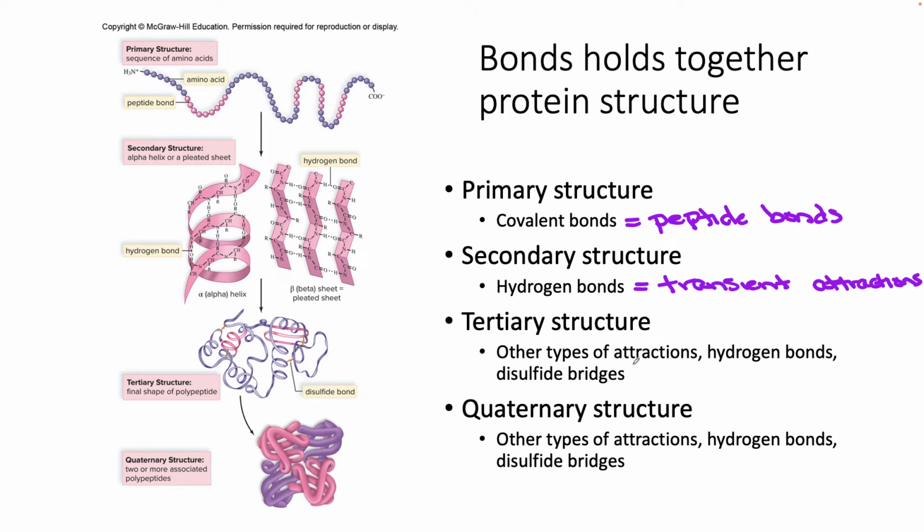Our tertiary structure is also held together partly by hydrogen bonds, but also some other types of attraction. And quaternary structure is held together pretty much the same way. So when you denature a protein, remember that causes a protein to unfold. It's because we're breaking the more transient and weaker bonds.